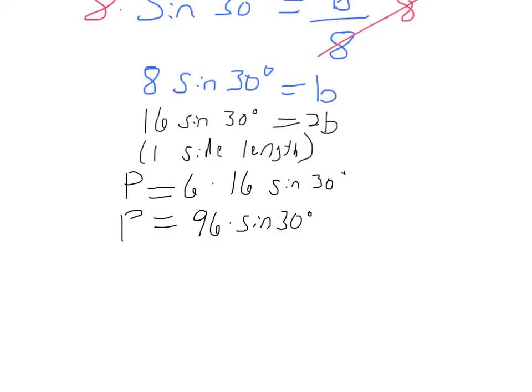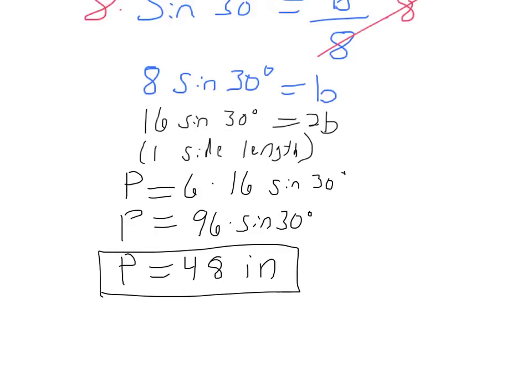Alright, now the directions did say for this problem to find the perimeter and the area. We had to find the perimeter because it's part of the area formula, but I suppose since this is one of our final answers, we should actually multiply this out. So if you type in 96 times sine 30 into your calculator, actually this one works out evenly. That's very convenient. The perimeter is 48 inches.